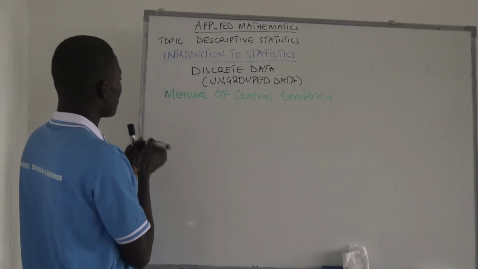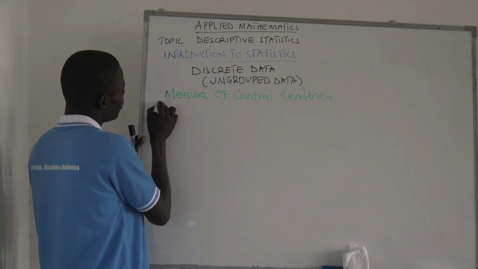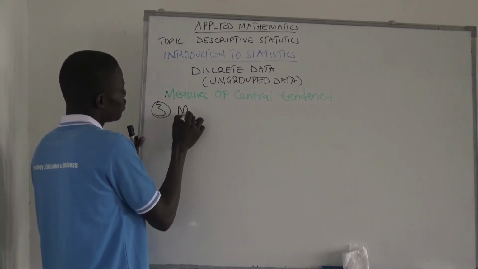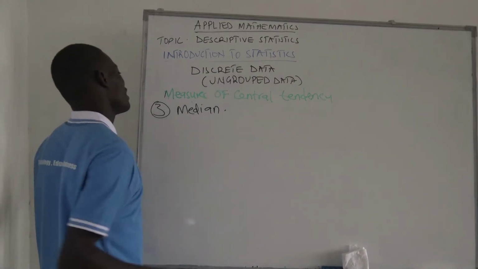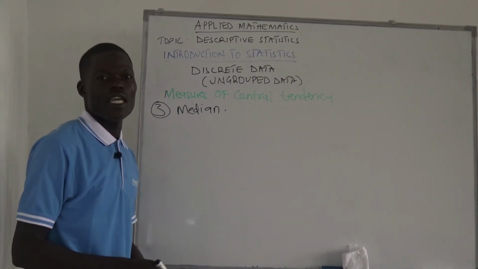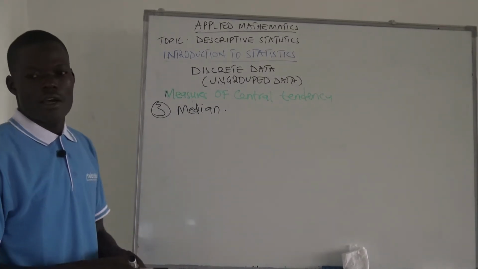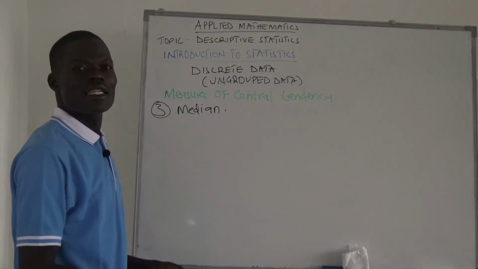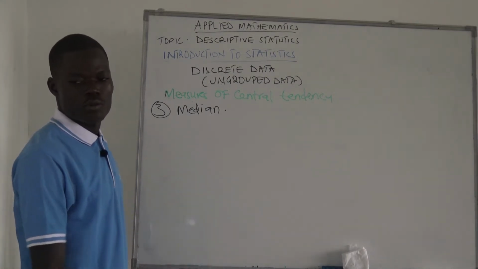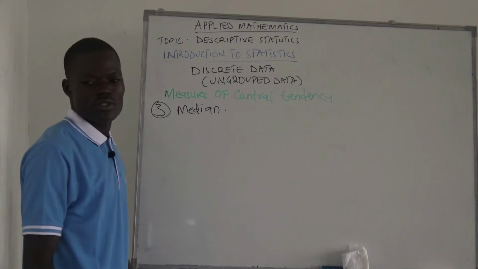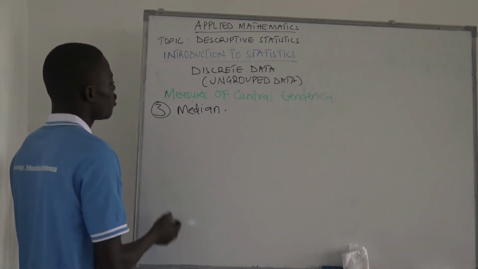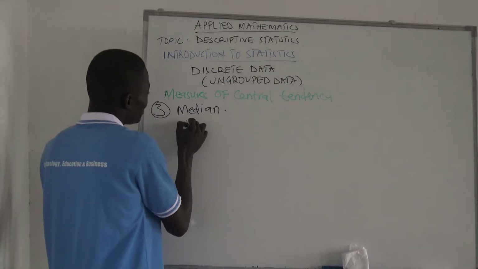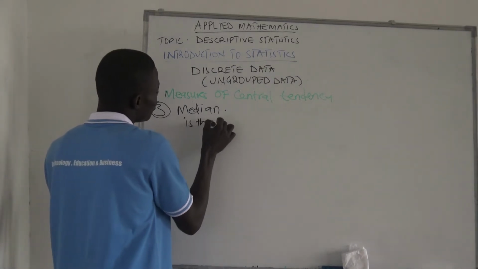The third one is what we are calling median. Median is the middle value of the distribution obtained after the values have been arranged in either ascending or descending order.